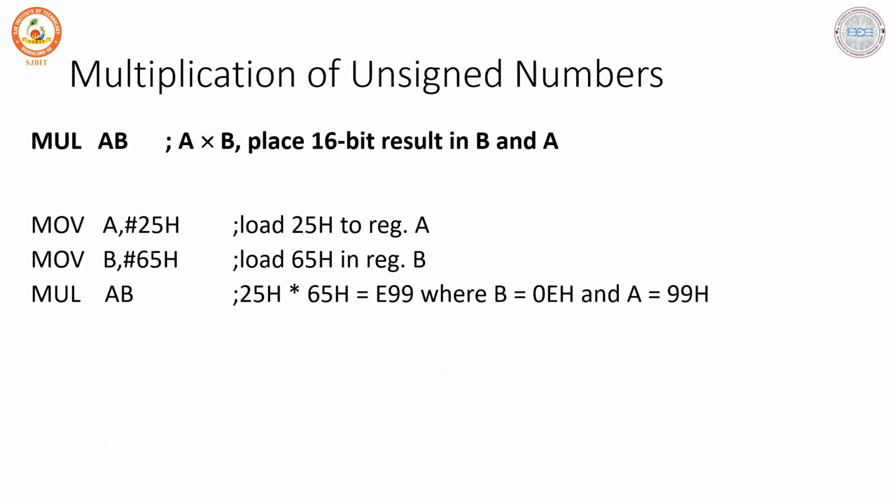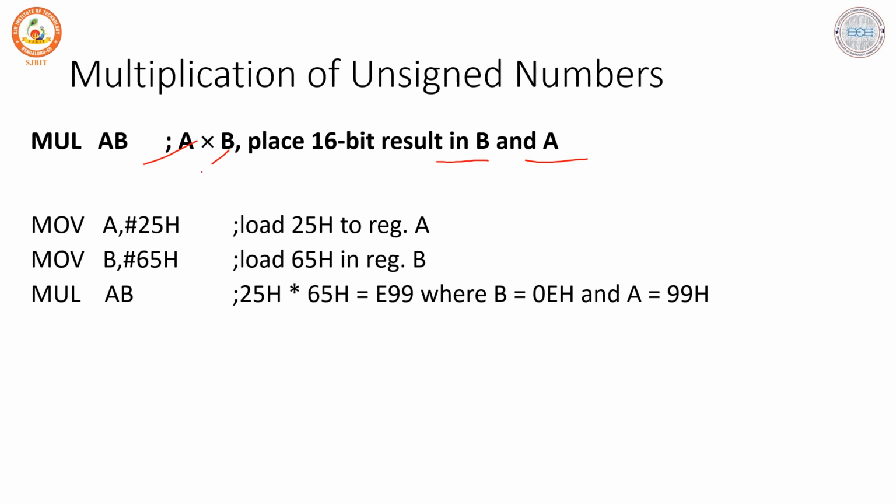Now we have next multiplication of unsigned numbers. Basically we make use of MUL, that is the multiplication instruction, which we use for the multiplication operation. 8051 basically supports the multiplication operation with one instruction, that is MUL. Here we are going to use the A and B registers, and finally after multiplication the 16-bit result will be stored in B and A.